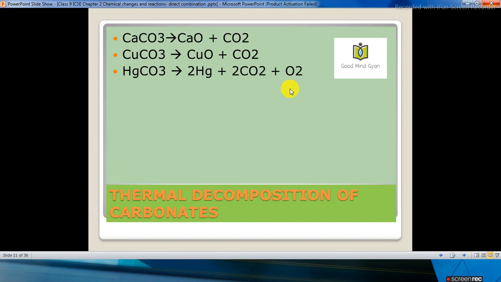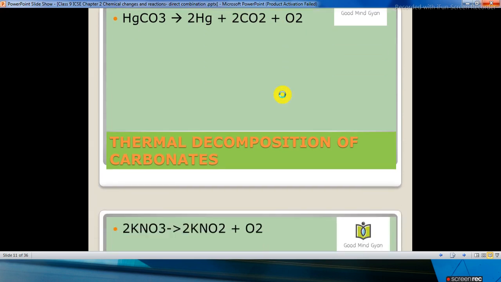Next is thermal decomposition of carbonates. When there is thermal decomposition of carbonates, carbon dioxide gas is evolved. Here you see calcium carbonate is giving calcium oxide and carbon dioxide. Copper carbonate is giving copper oxide plus carbon dioxide. HgCO3, that is mercury carbonate, is giving mercury and carbon dioxide along with oxygen. So in all the reactions you will see that carbon dioxide gas is evolved. So in decomposition of carbonates, there will be release of carbon dioxide gas.